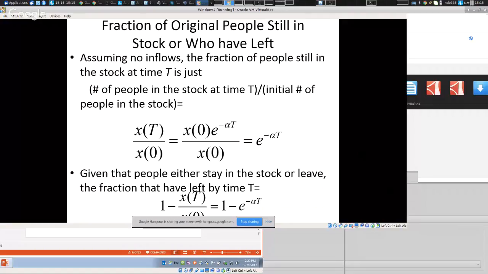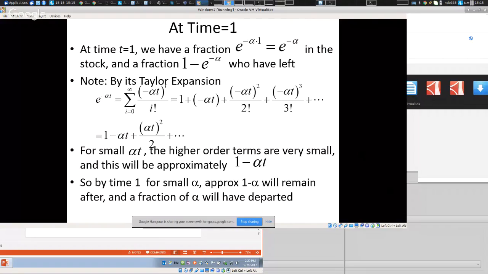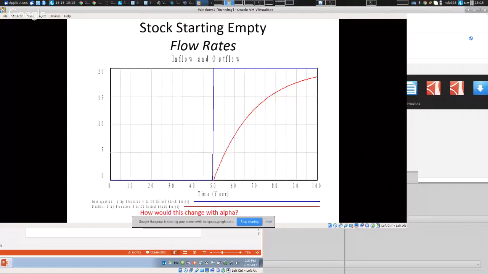So this has got to be the fraction of people that are still in the stock. And the fraction that have left by time 0 is 1 minus e to the minus alpha t, which is 1 minus 1, or 0, right? And then over time, more and more leave. And that's exactly what you see here. More and more leave. Ladies and gentlemen, if you wondered why this is called a first order delay, there's your delay.